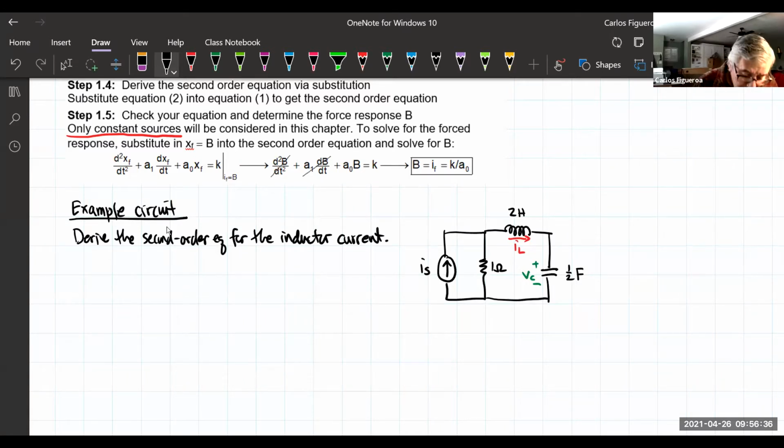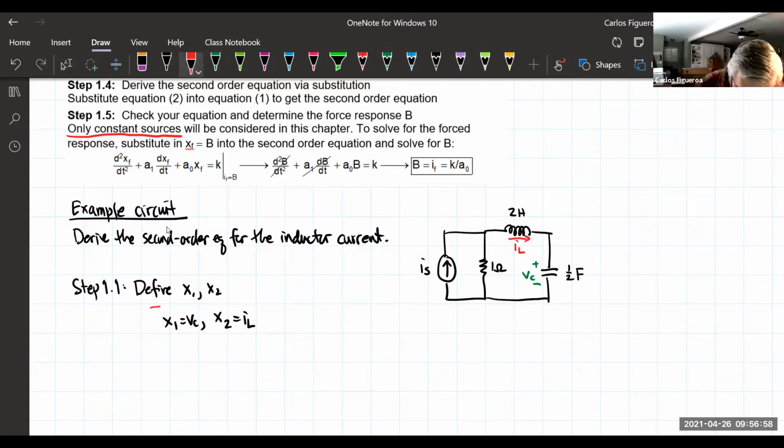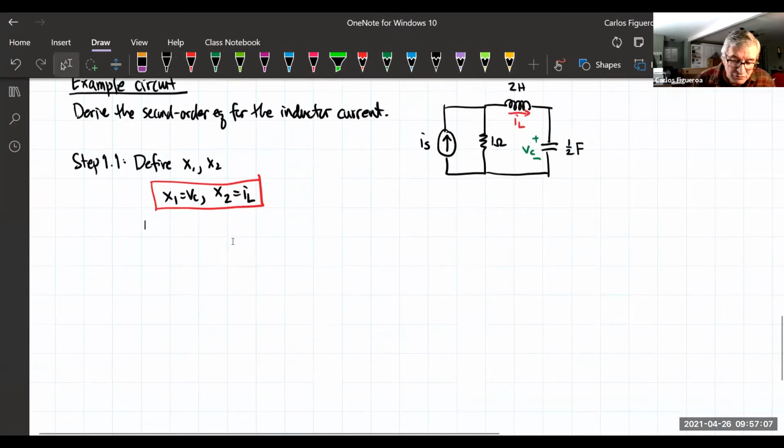So here I go. Step 1.1. What do I do? I define x1 and x2. What am I solving for? I'm solving for x2, in other words, the inductor current. So therefore, x1 must be VC. Right away, you can't get more simple than this. Why do we do this? To help us later on. Okay. So far, so good.